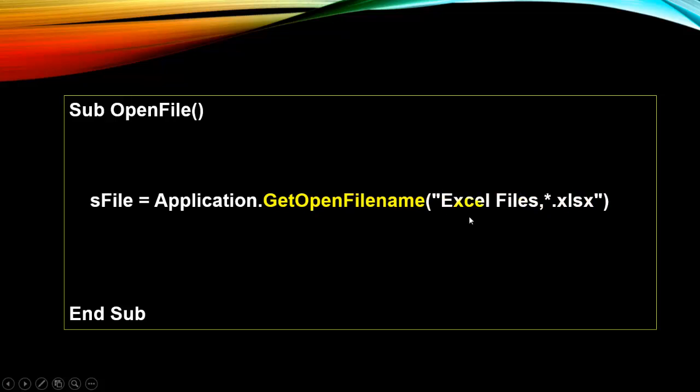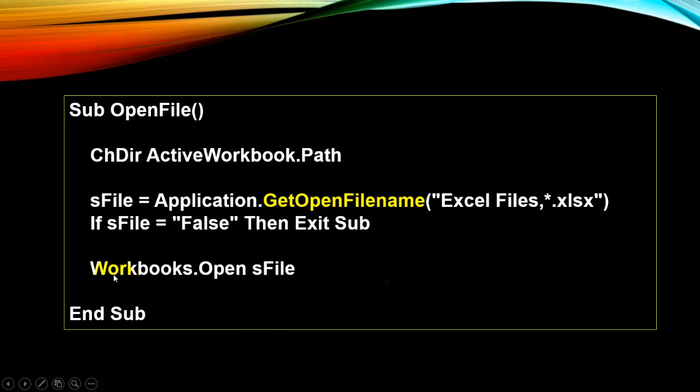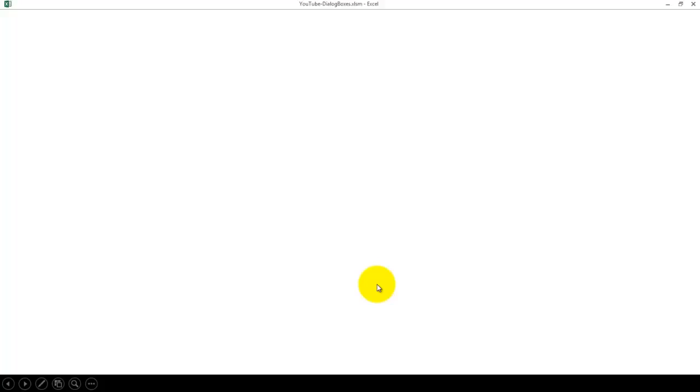And here is your filter. We want Excel files, comma, any file name dot XLS or XLM for macro files, etc. You probably want to change the directory to the path that you are working in. If S file happens to be false, that means the get open file name was cancelled. Then we just exit the sub. Otherwise, we open from the collection of workbooks the one that is called S file. And it will automatically open that one right now. Let's test these.